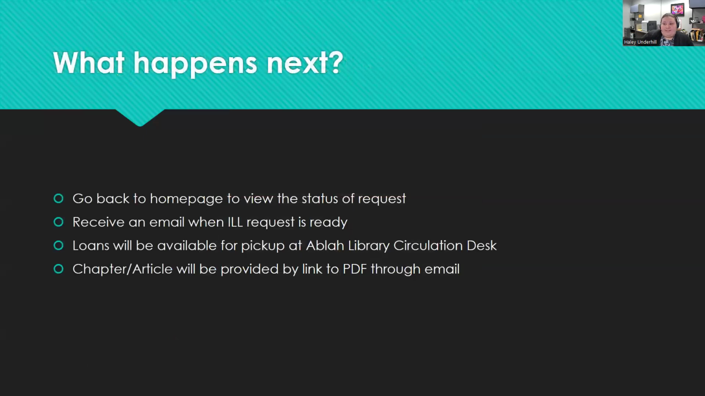So what happens next? You can go back to the home page to view the status of the request. When the ILL request is ready, you will receive an email. For a physical loan, it'll be available for pickup at the Ablah Library Circulation Desk. We do also mail items out if needed, but you would need to specify that in your request. And for a chapter or article, that'll be in the email that you get, and it'll be provided in a PDF that you can download.